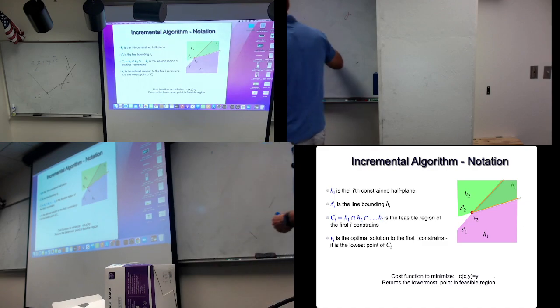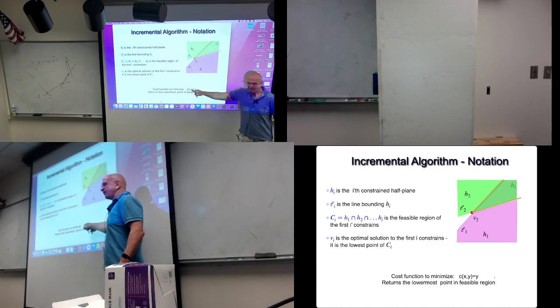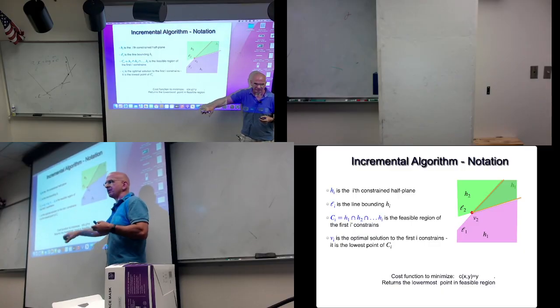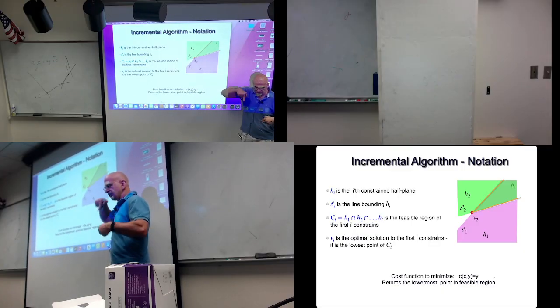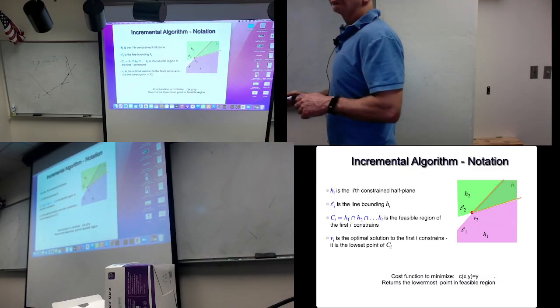And to decide about the cost function, I'll use this cost function. C of x, y is just y. There is no loss of generality. You can always rotate your half-planes. So your cost function is just pointing vertically down. That is, my cost function ignores x completely.